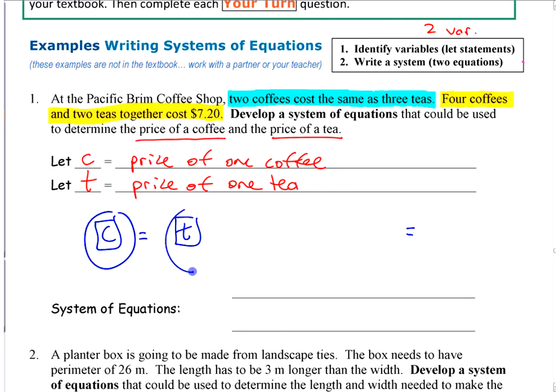It says 2 of these are like 3 of these, right? So you could draw a bunch of them, but we don't want to do that. We want to put it into math terms, right? So we've got to say 2 of these, 2 times that number, has got to be equal to 3 times that number. That's one of the equations. 2c equals 3t. Okay, that's one equation. And you can put that right over here. The other equation you might be okay writing as well.